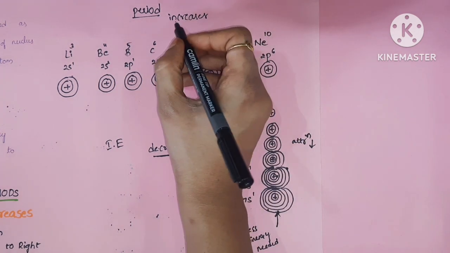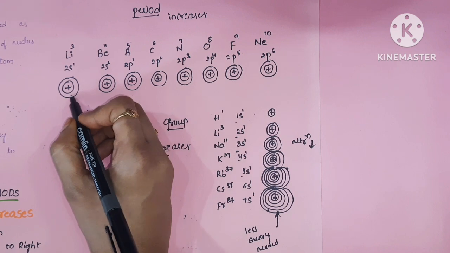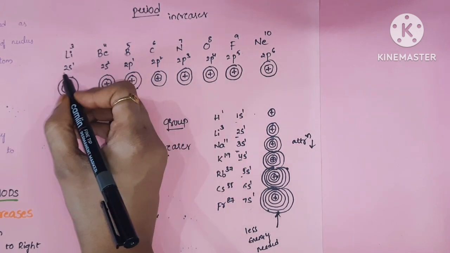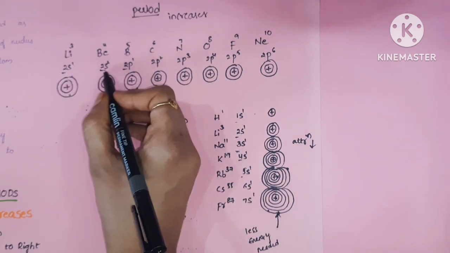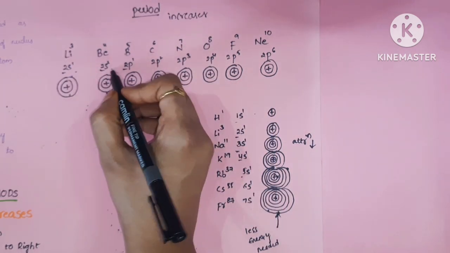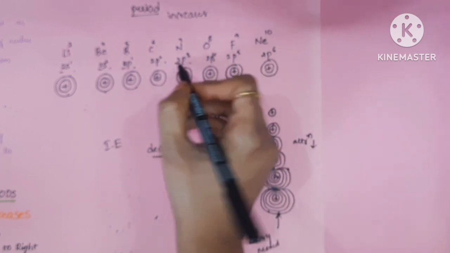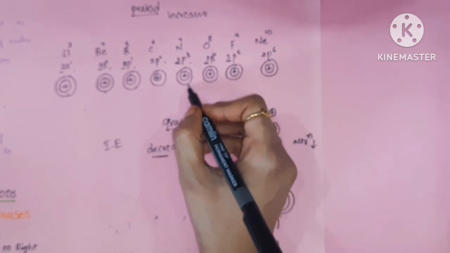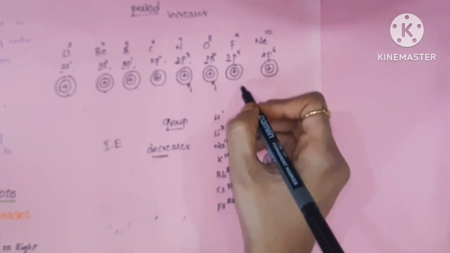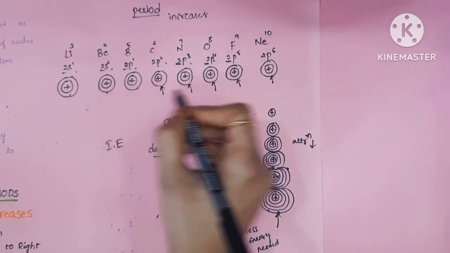And in periods, from left to right, the size remains the same. Why? Because the number of shells does not increase: 2s1, 2s2, 2p1, 2p2, 2p3, 2p4. That means the number of shells does not increase; electrons are just added to the same shell. That's why the size remains the same.